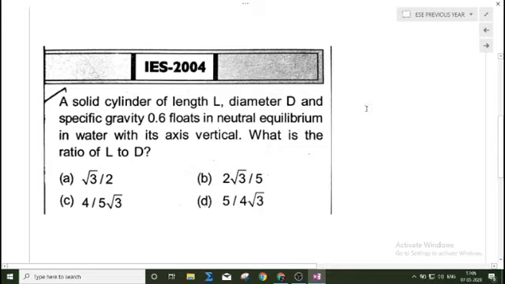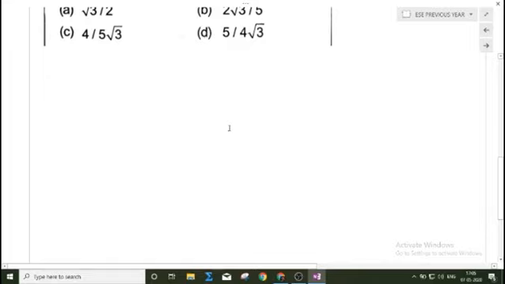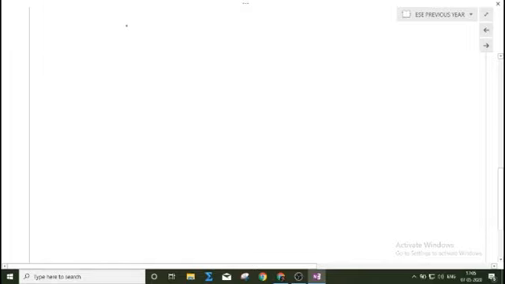A solid cylinder of length L and diameter D is given to you. The ratio of L by D is asked at neutral equilibrium. What is this ratio of L to D? Take a note and try to solve this.